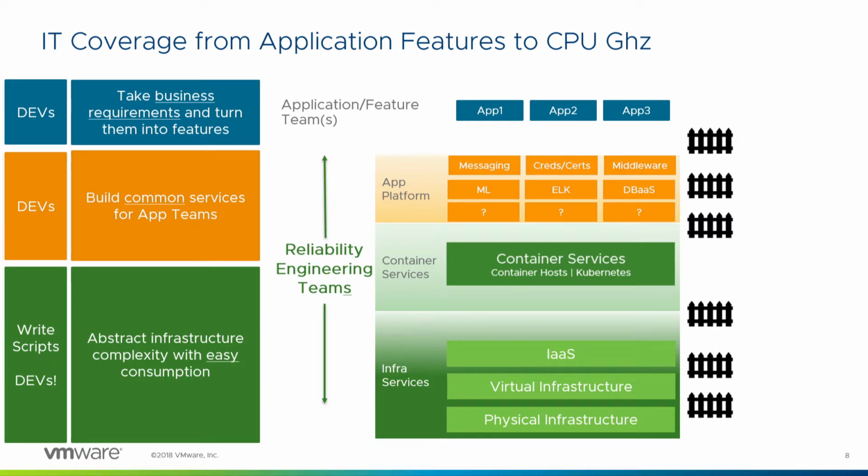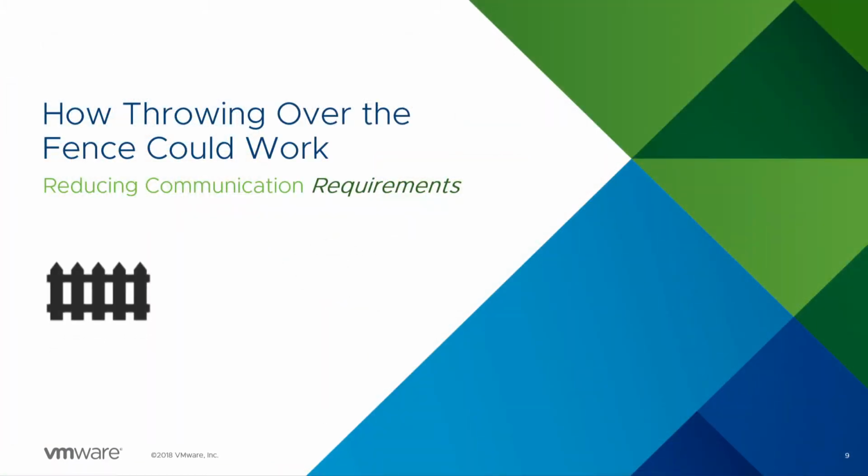Now, the interesting thing is that in some cases, throwing over the fence might work. And if you think about a classic example, it's a public cloud. How often do you interact with your public cloud system engineer? It's very self-service. You can get all the information you need out of that public cloud if you need to, typically. So the next conversation here is how throwing over the fences might work.